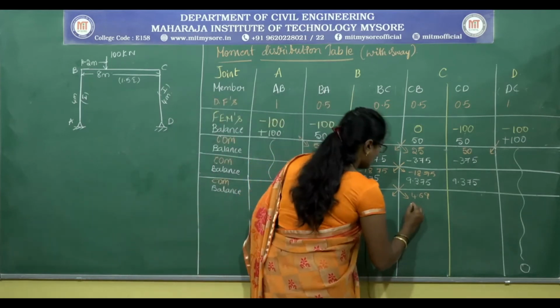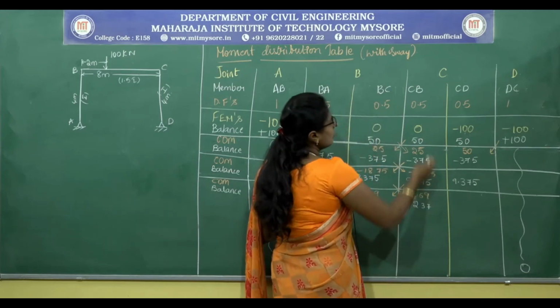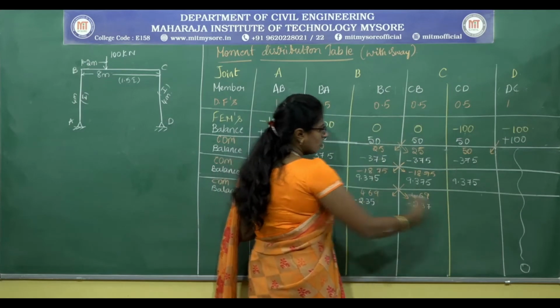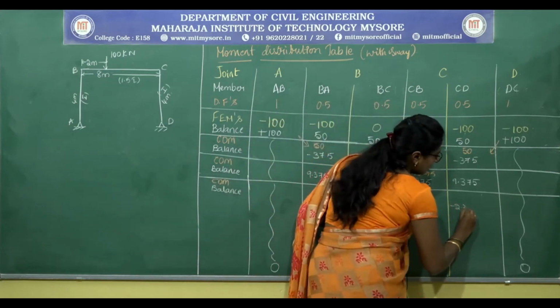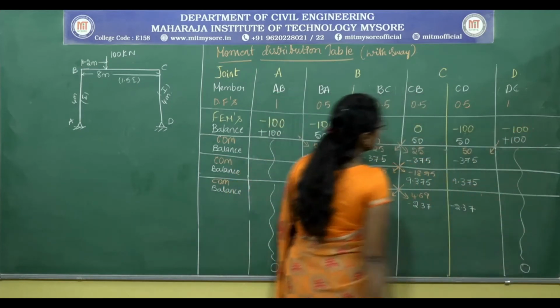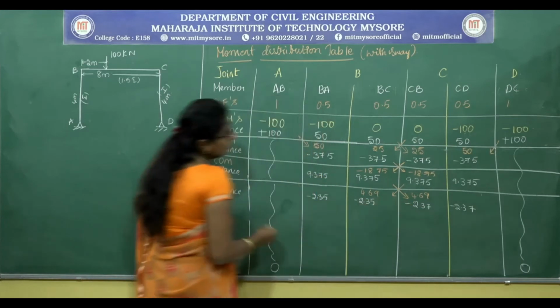So these values remain the same, since the carry over moment as well as the distribution factors are equal for both the members in this particular case. So all the values will be the same, and even the fixed end moment values considered are also equal. Therefore, we get equal values for each member.